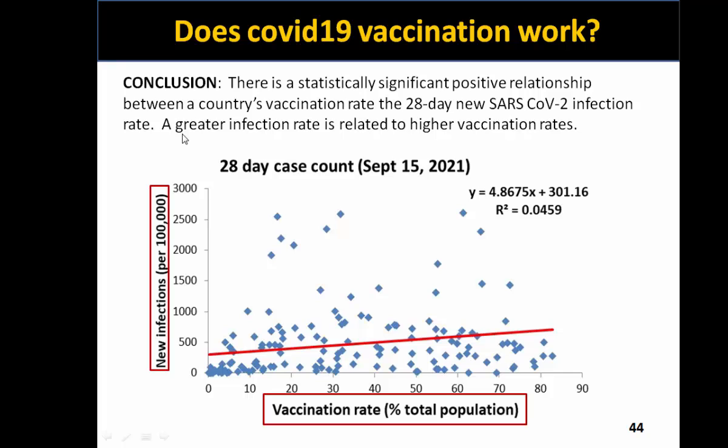That indicates that a greater infection rate is related to higher vaccination rates, and we would follow this up with a statement that P is less than 0.05. So the probability that we would be committing a type 1 error is less than 5%. So this ends the last video of our Unit 4 lectures.